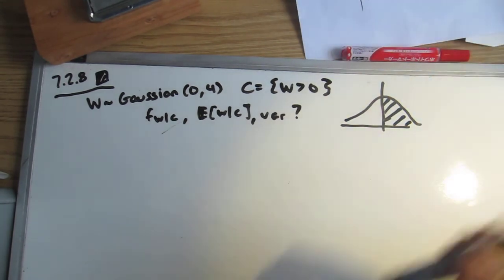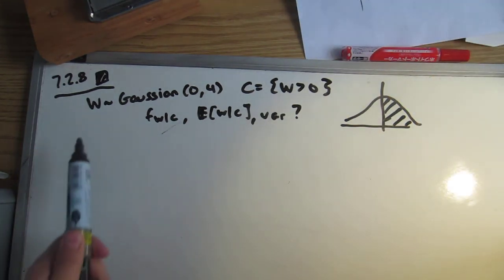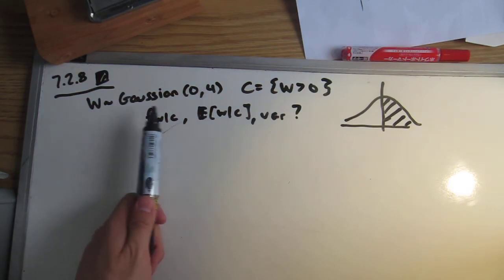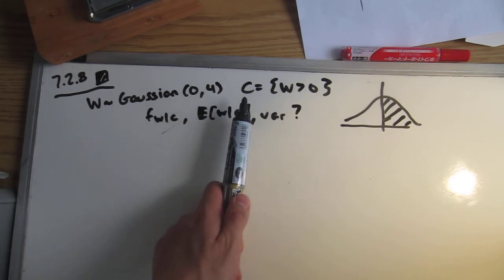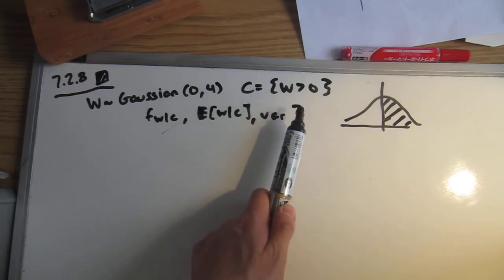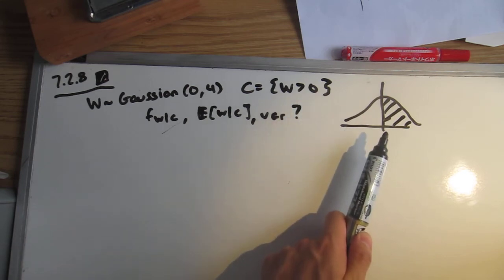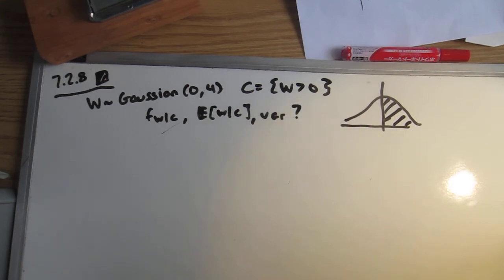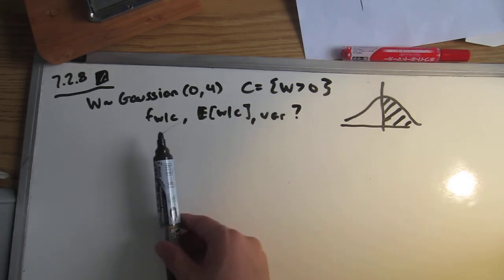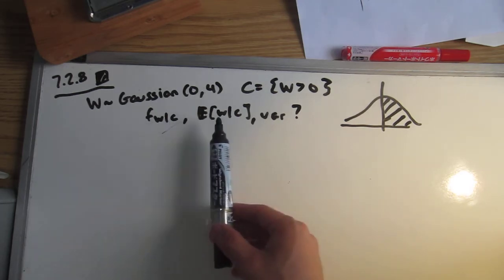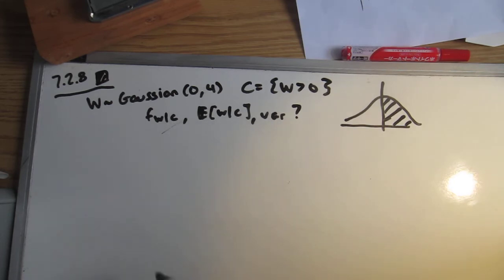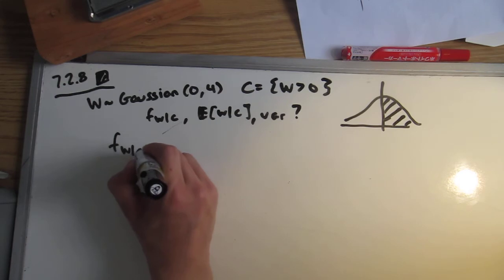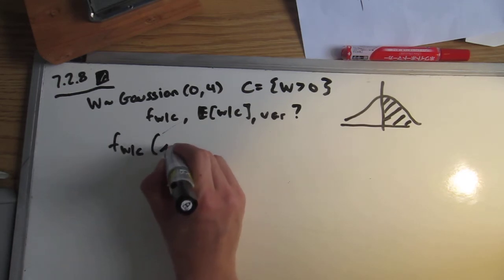So now for 7.2.8, we're looking at a random variable w, which is Gaussian with mean 0, standard deviation 4. Event C is defined as the probability that w is greater than 0, so just the right-hand side, the first quadrant area of this graph. And we're asked, of course, for the conditional PDF of w given C, the corresponding expected value, and the variance. This problem is pretty straightforward. It just really applies our definitions and requires some calculus, so not too bad.